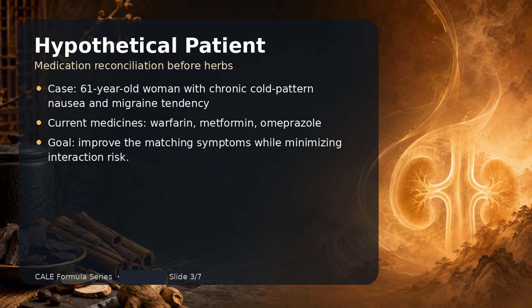I would document tongue and pulse findings that support the pattern, confirm the diagnosis, and ask about kidney or liver disease, bleeding history, pregnancy status when relevant, and prior reactions to herbs or supplements. Medication reconciliation is essential because many clinically important interactions come from the combined physiologic effect of herbs and pharmaceuticals.